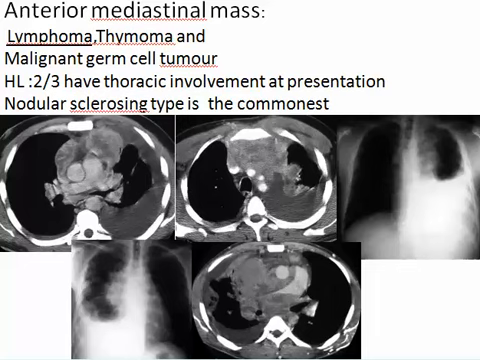Now this is a mass which is an anterior mediastinal mass, either lymphoma, thymoma, or germ cell tumor. Hodgkin lymphoma has two-thirds thoracic involvement at presentation, and the nodular sclerosing type is the commonest. Now we can see that the anterior mediastinum is full of a mass which is heterogeneous, mainly low density, and encasing vessels. Masses encasing vessels are usually lymphoma.